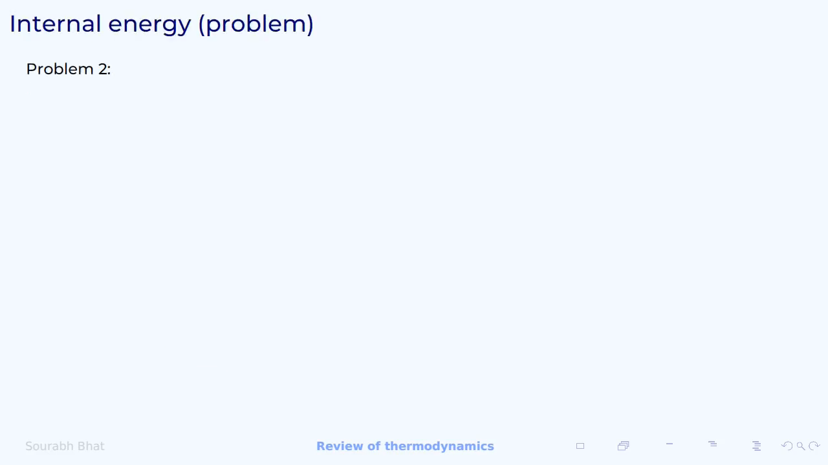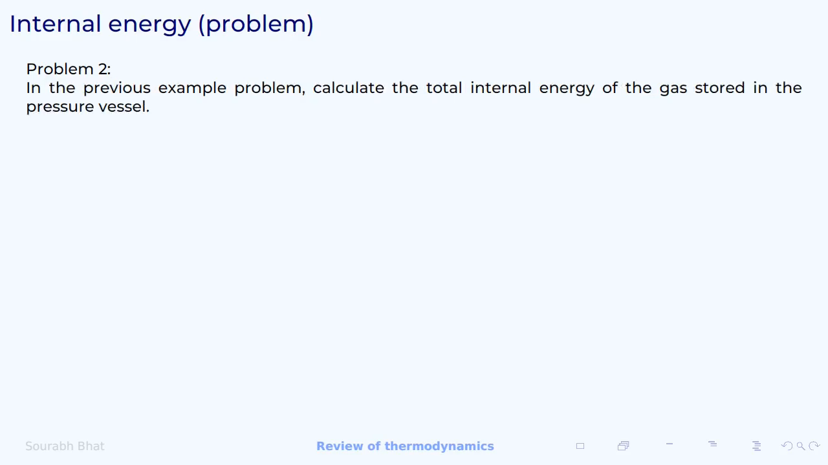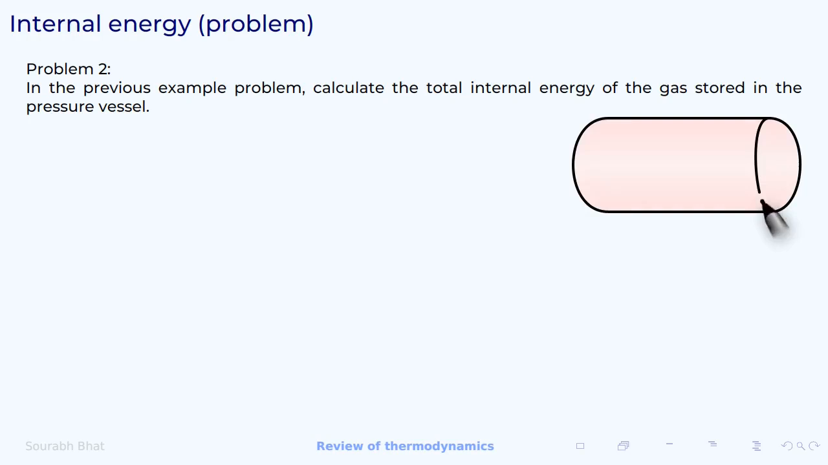In the example problem with the pressure vessel, calculate the total energy of gas stored in the vessel. We are given the temperature of 300 Kelvin and we computed the mass of air in the vessel before to be 235.4 kg. And now we need to compute the internal energy in the pressurized vessel.